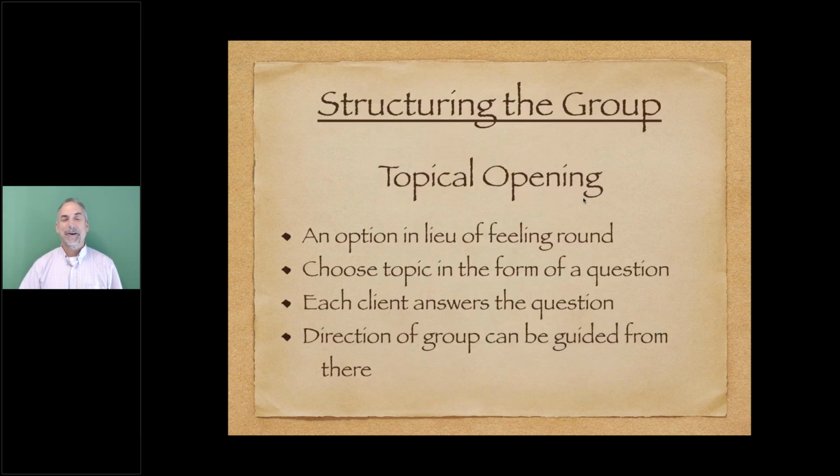So then, if you have a group that's so out of touch with their feelings, and they're really not sharing, and you want to do a different opening than a feeling round because that doesn't seem to be working well, a topical opening is another option in lieu of the feeling round. What you do is bring up a topic in the form of a question, and then we go around the room. I like the introduction, so everybody gets to know each other, and then everybody one by one answers the question. From there, the direction of the group can be guided. There's always stuff that comes up in a direction that you can go in that way. It's a way to get the group started and engaged. I'm going to tell you how the feeling round direction works in just a second.